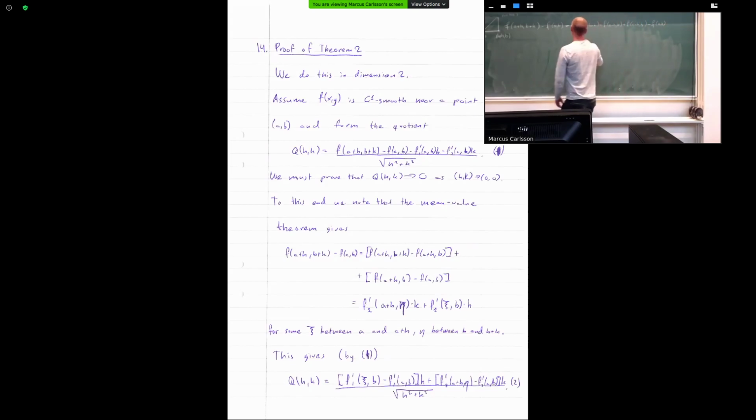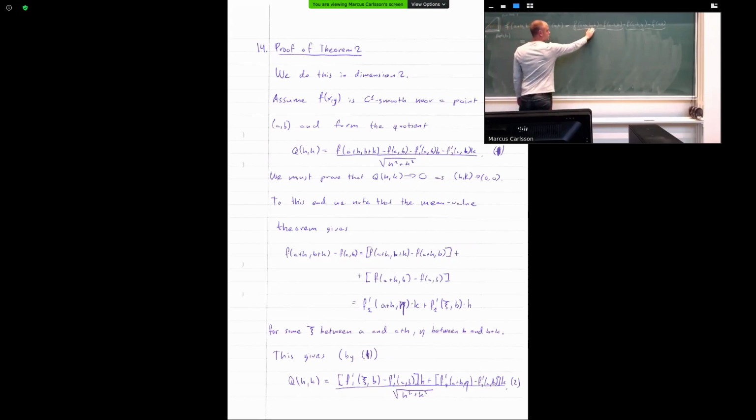So look at this. Here I now have the difference between these two points, and here I have the difference between these two points. And for both of them, I know something about using partial derivatives. I just have to be a little bit careful here.